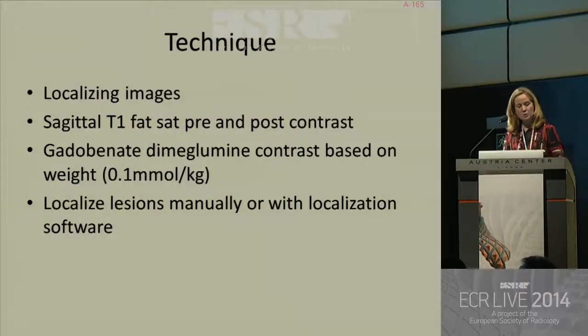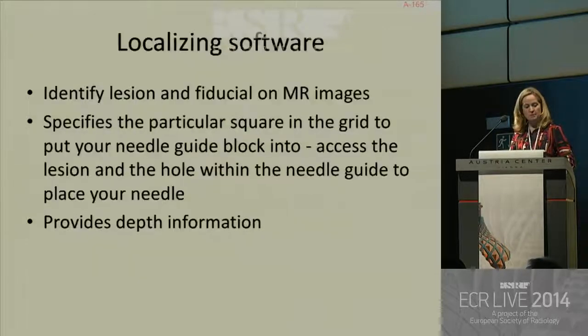So then we perform our localizing images. We perform sagittal T1 FATSAT pre and post contrast images. And once we see our lesion, we can then localize our lesion manually, or we can localize it using localization software. The localization software is really easy.